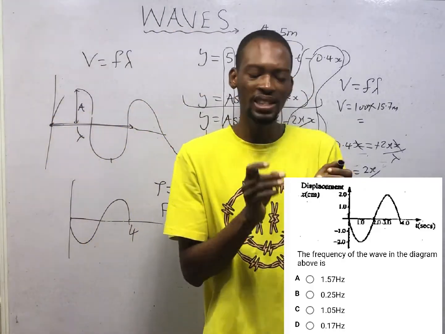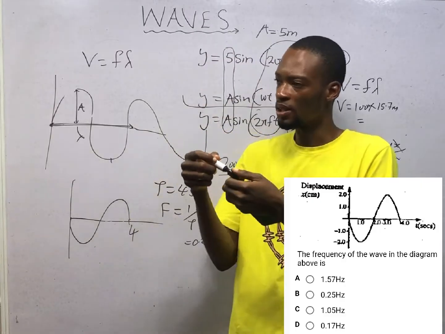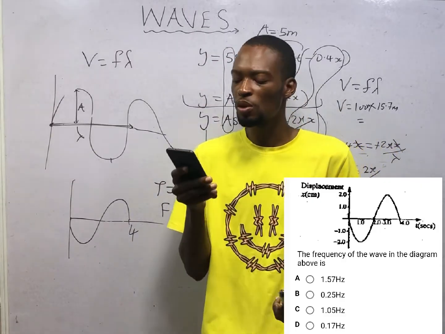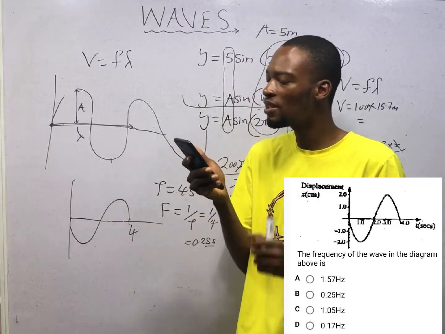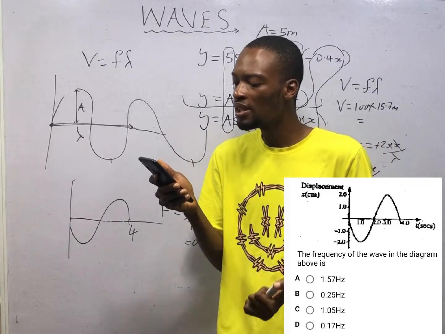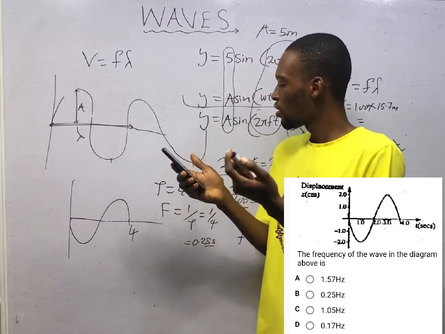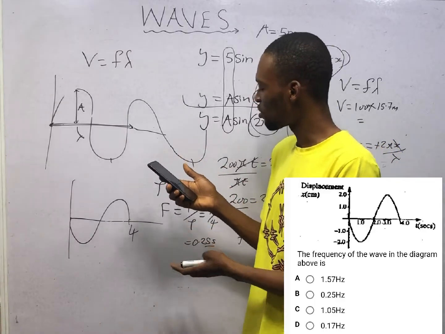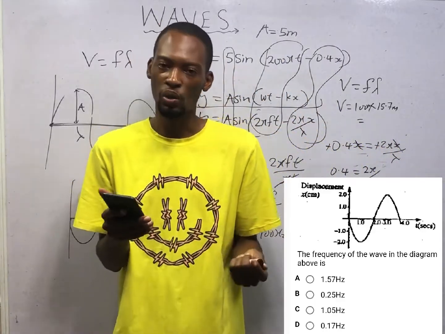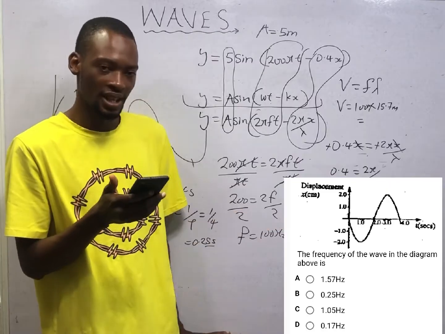Once again, looking at this wave, that is a complete oscillation. And the time it took to complete the oscillation is simply 4 seconds, and that is simply period. Then period is 4 seconds. Frequency is 1 over period. That is 1 over 4, 0.25 Hz.